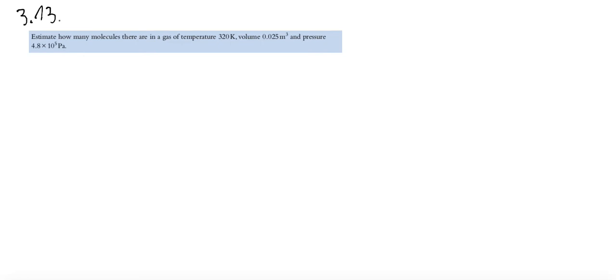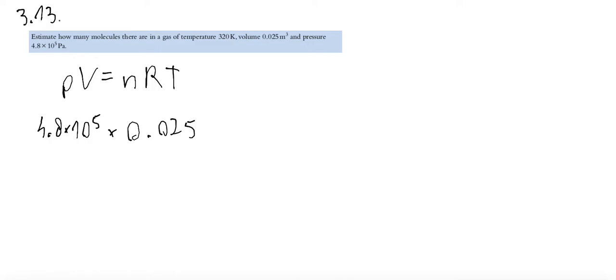Okay, estimate how many molecules there are in a gas of temperature 320 kelvins, volume 0.025 meters cubed, and pressure of 4.8 times 10 to the power of 5 pascals. We can assume that this gas is an ideal gas, so we have the equation PV equals nRT. P is given, 4.8 times 10 to the power of 5. Volume is given, 0.025 meters cubed. n is unknown, R is a constant 8.31, and temperature is given, 320 kelvins. Remember, it must be expressed in kelvins.